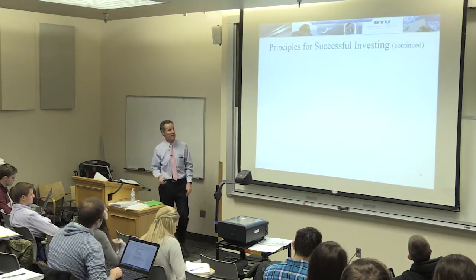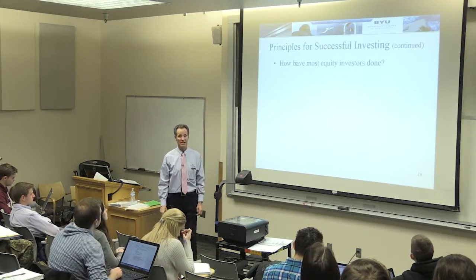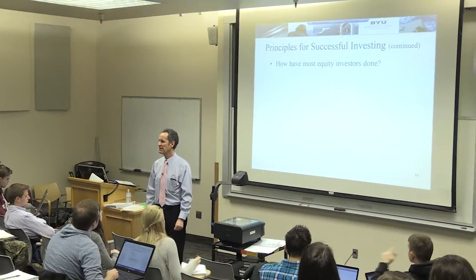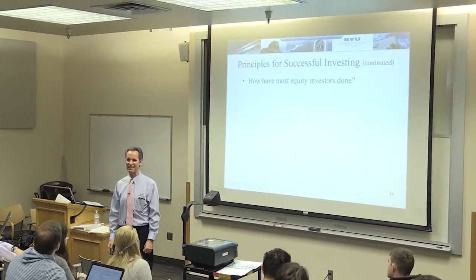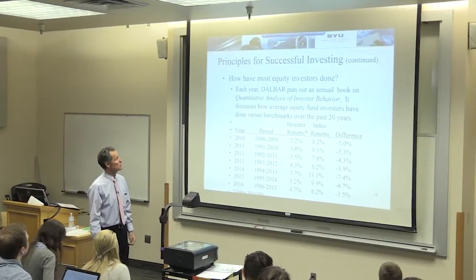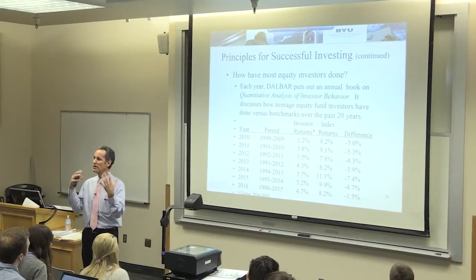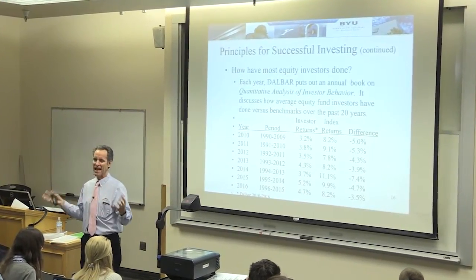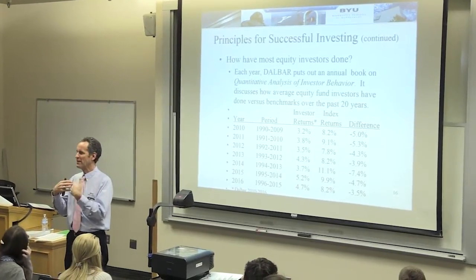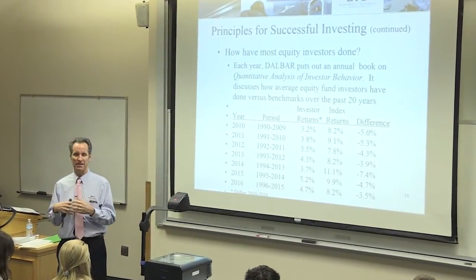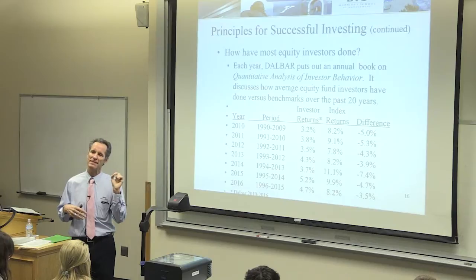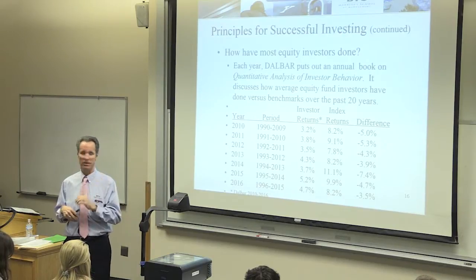So let me tell you a little bit about this group here. This is called Dalbar. Every year they do a quantitative analysis of equity behavior. So what they do is they go to a number of brokerage houses. They've got permission. They go in and they divide that out by asset classes. And it's not just what people say they did, it's their actual number.